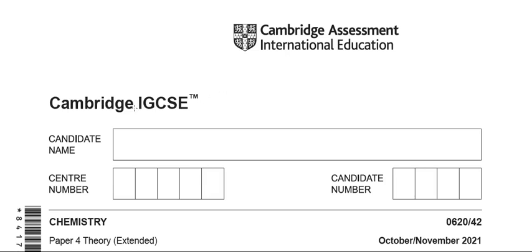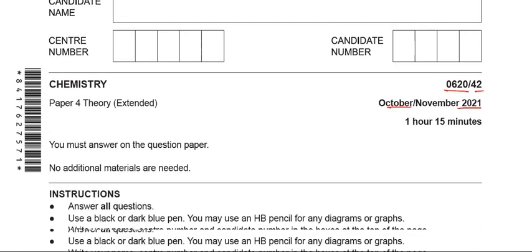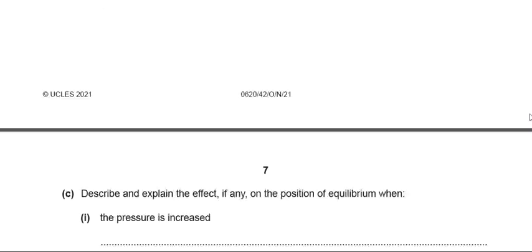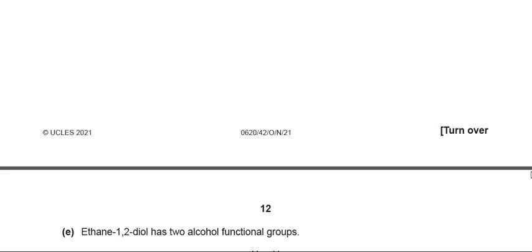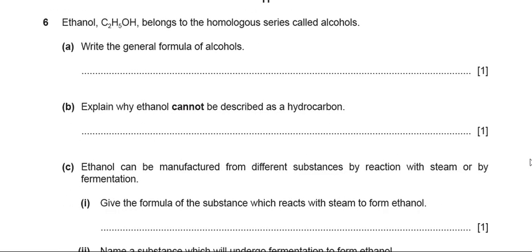This is the Cambridge IGCSE Chemistry paper with the code 0620/42 from the October-November 2021 series. We discussed the first 5 questions in our previous videos, and right now we are jumping into question 6 of the same paper. Okay, so this is question 6.